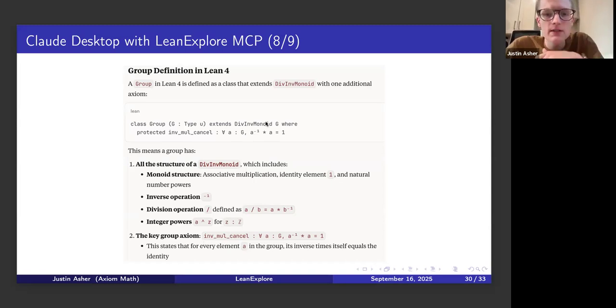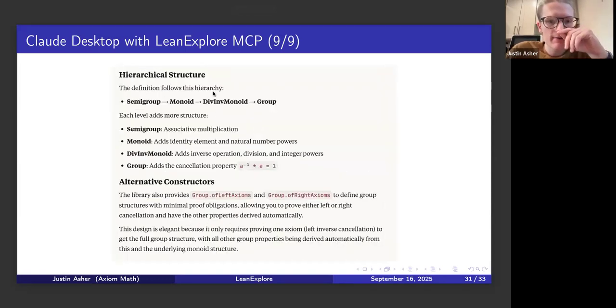But what's nice about this is since the AI system wasn't just returning the definition, it was also looking at the dependencies, it could then tell you the definition follows the following hierarchy: semigroup, monoid, division inverted monoid to group, and it explains what each of the building blocks means. And then it also tells you other things. So it's looked through a lot of information for you. It's not just giving you a top result like a naive first approximation.